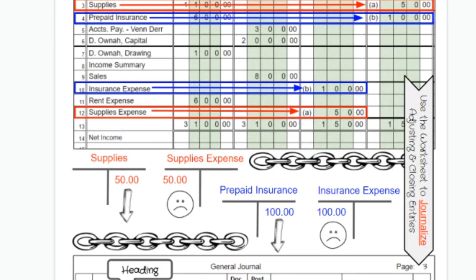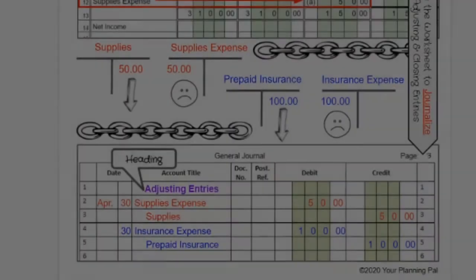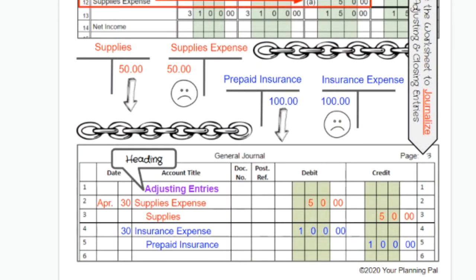Okay, so our T accounts would look like this. We have a decrease in the asset prepaid insurance. And again, the business is frowning. So under owner's equity, we've got a debit of $100 under insurance expense. And you'll see down in the general journal, we've got our date. It's understood that it's April. Insurance expense, again, is debited for $100. Prepaid insurance is credited for $100. Did you get it?